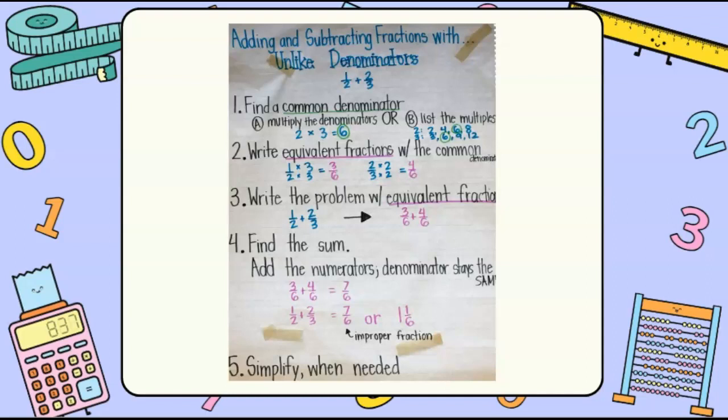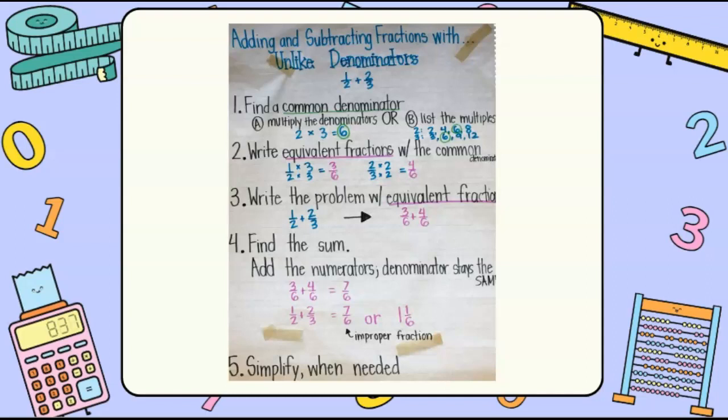When subtracting fractions with unlike denominators, I'm going to follow the same steps that I do when I am adding fractions. The first thing is I'm going to find my common denominator. I can multiply the denominators or list the multiples to find what they have in common. Once I do that, I'm going to write the equivalent fractions with the common denominator. Remember, whatever I multiply the bottom by, I'm going to multiply the top by.